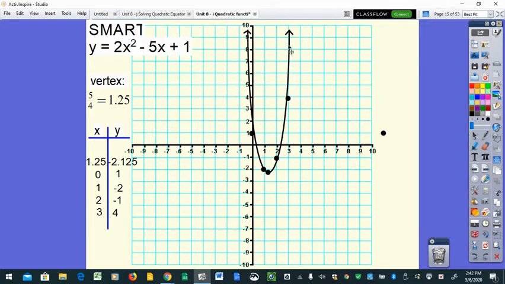I just want to mention now while I'm thinking of it, don't forget to put your arrows on, because when we think about the range of this function, it's not going to stop here. It's going to continue up to positive infinity.